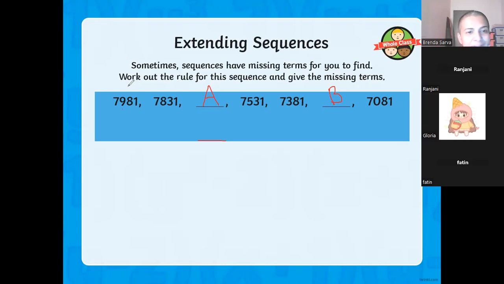Be careful, guys. Be careful. Use your calculator, please. When they give you the calculator, use it. In primary school they didn't give. First of all, remember, find the pattern. Once you know the pattern, the rule, work out the rule for the sequence and then you find the missing terms.